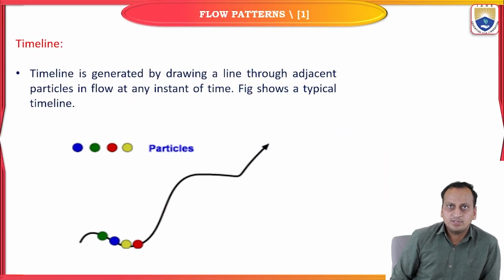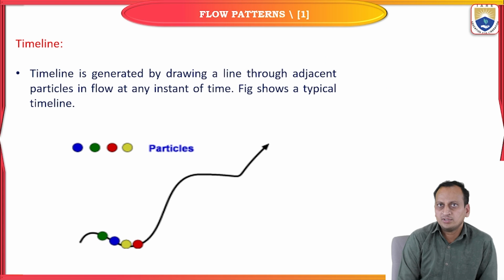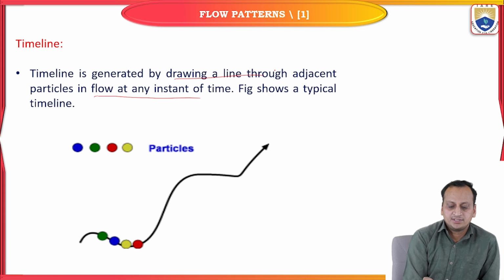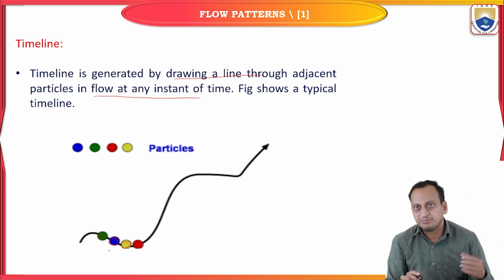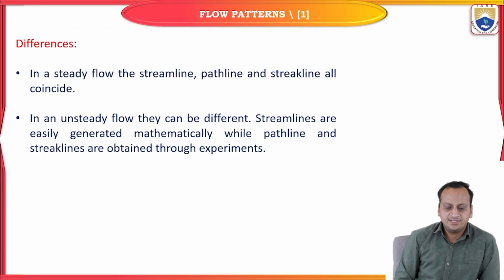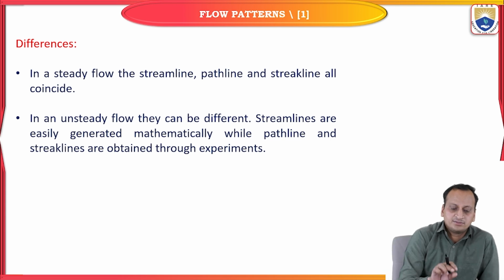Next, timeline. A timeline is generated by drawing a line through adjacent particles in a flow at any instant of time. So here you can see the different particles. If you draw a line through their positions at that instant, that will be known as a timeline. The differences between all these lines for steady and unsteady flow, with respect to these two classifications, you can vary these flow patterns.